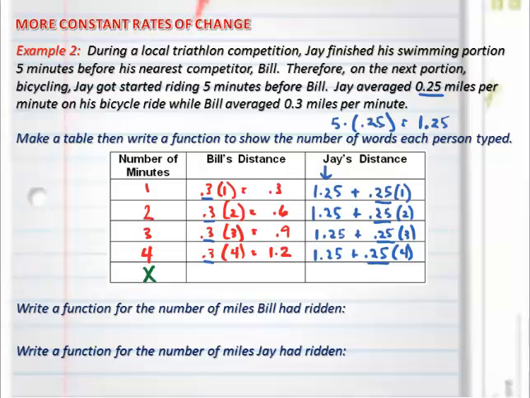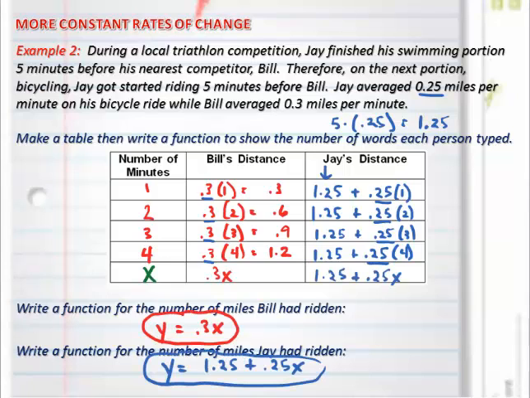Now use what you have in each of those columns and go ahead and write your functions for those. So pause the video and then start it up when you're ready. Okay, as you can see, we came up with the function y equals 0.3x for Bill and y equals 1.25 plus 0.25x for Jay. We got that from Bill riding 0.3 miles times the number of minutes, and Jay riding 0.25 miles per minute times the number of minutes, and then remember he had that 1.25 mile head start.